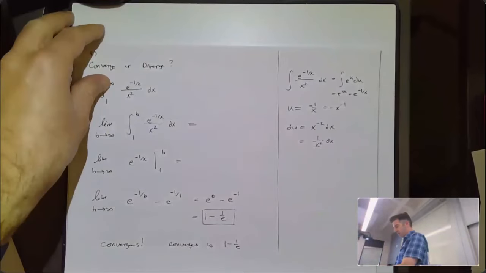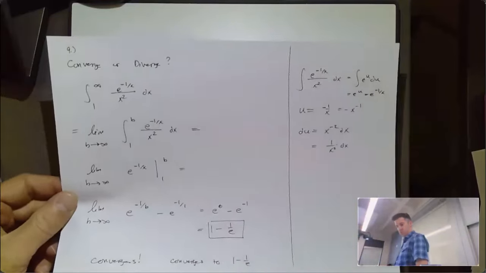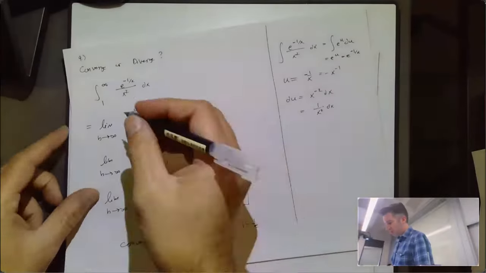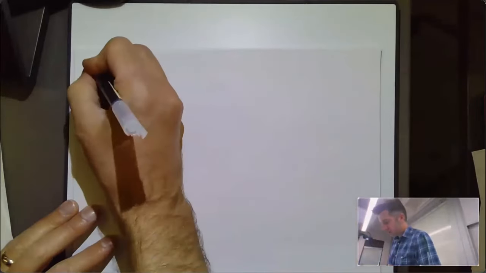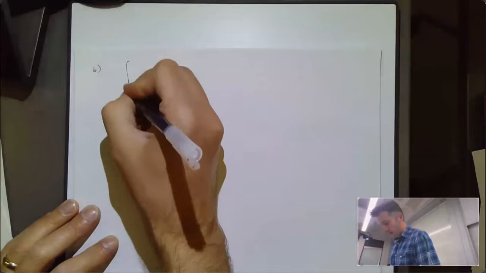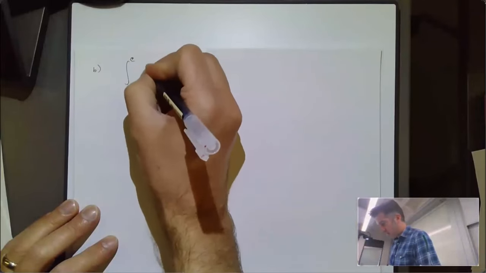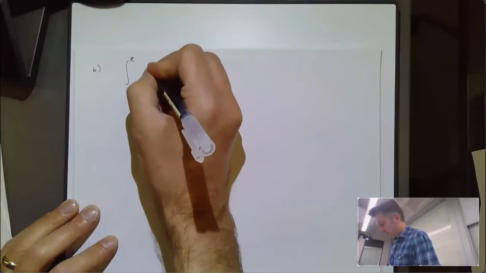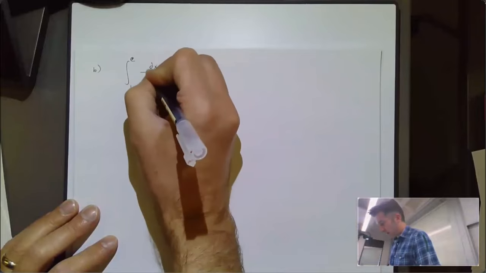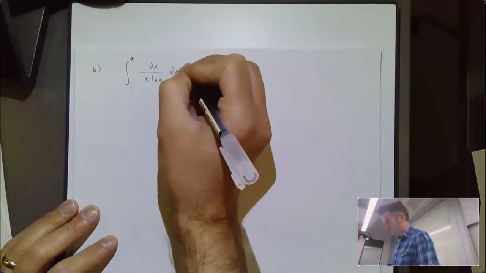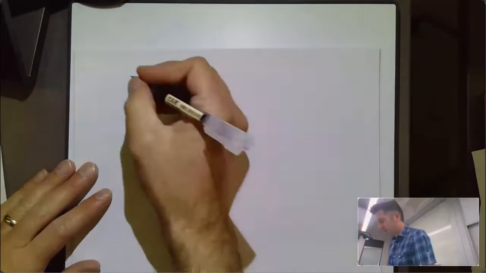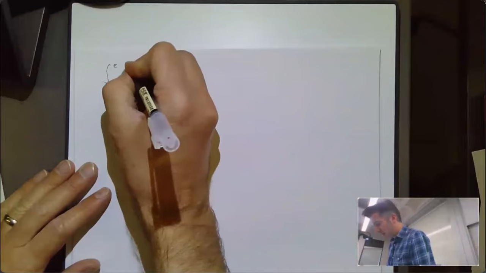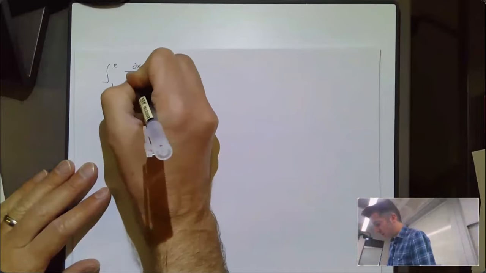Let's look at another one. So this is A. Let's look at B. Let's look at the integral from 1 to e of dx over x natural log of x. Integral from 1 to e of dx over x natural log of x.